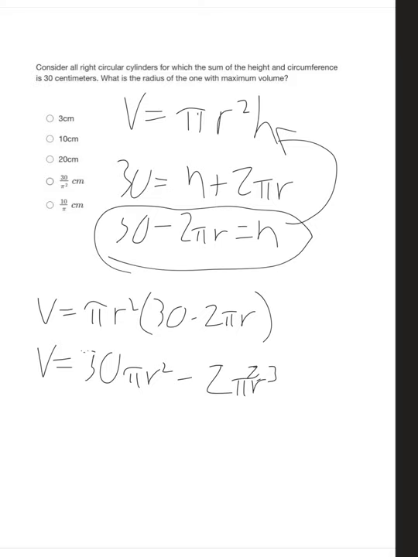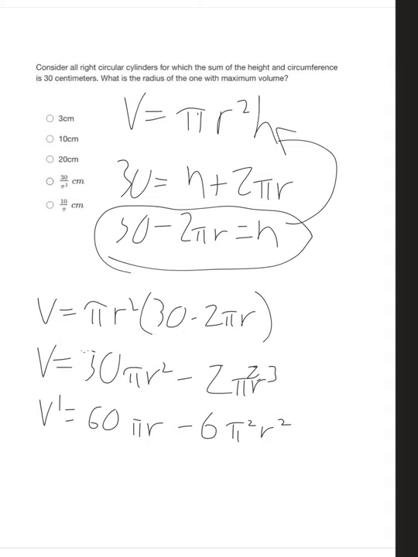Now we take the derivative of that. It looks ugly, but remember that the pi and the pi squared are constant, so hopefully not too bad. V prime is equal to 60. There's my 60. Pi R minus 6 pi squared R squared. Set that equal to 0 and solve.